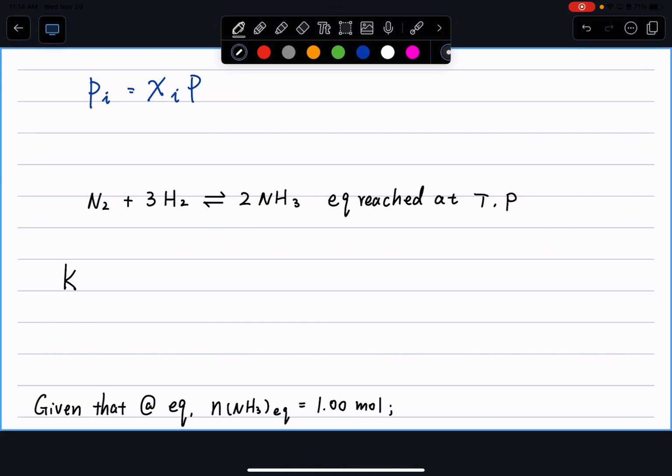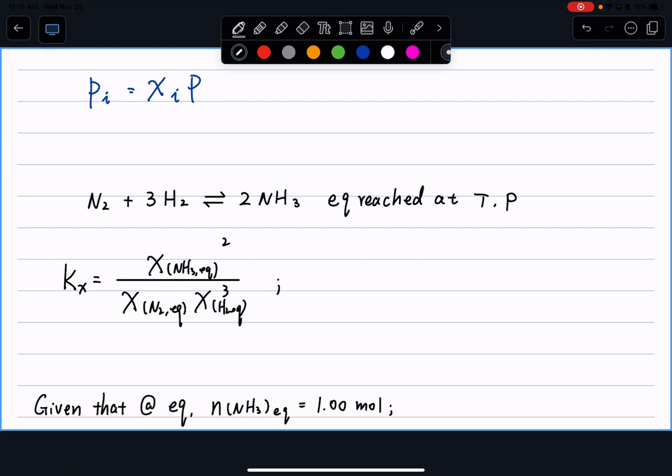So K equals, I'll say K chi, so that's the mole fraction version of your equilibrium constant. That's chi for NH3 at equilibrium, to the power of its stoichiometric coefficient, over chi N2 at equilibrium and chi H2 at equilibrium, to the power of three.